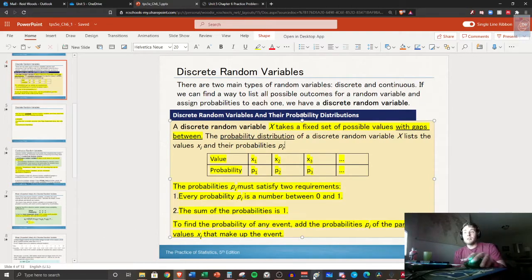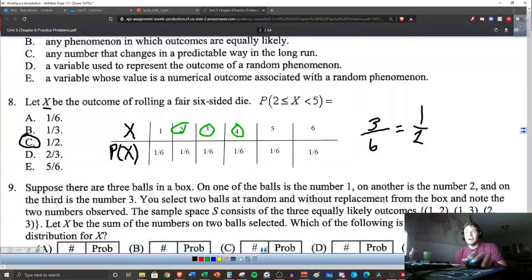Now, that would be a much more complicated random variable table for really all of those than just this. Okay, this is a very simple way to show a discrete random variable.